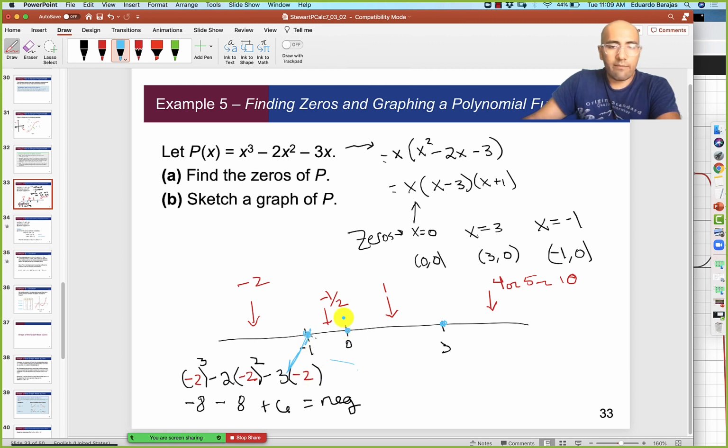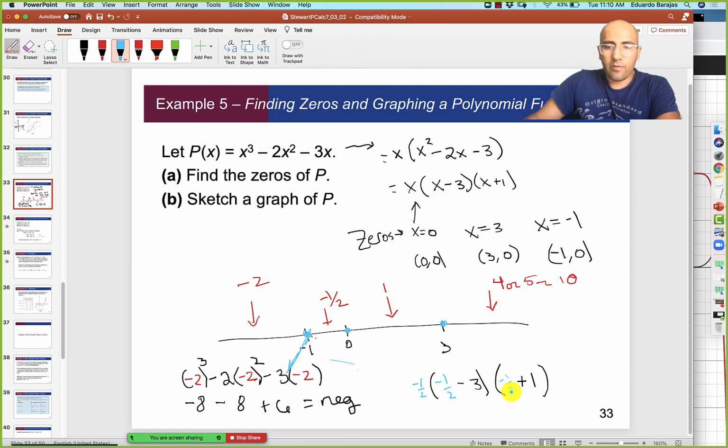Good. Now I grab a test point from in here, and again, I only care whether it's positive or negative. So instead of plugging it into here, I'm going to plug it into here. It makes it a little easier. So I'll have negative 1/2, and then times negative 1/2 minus 3, times negative 1/2 plus 1.